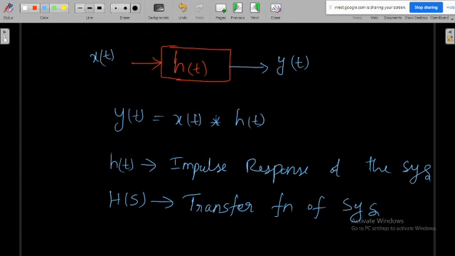Again, this new operation is the convolution operation, and later we'll see how to do it. This is not the simple product, this is the convolution operation. So y of t is equal to x of t convolution with h of t.